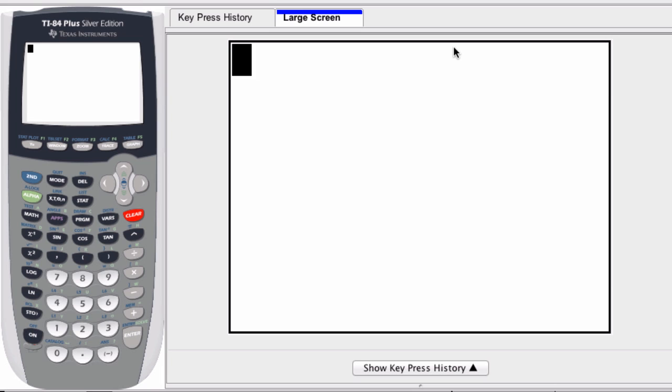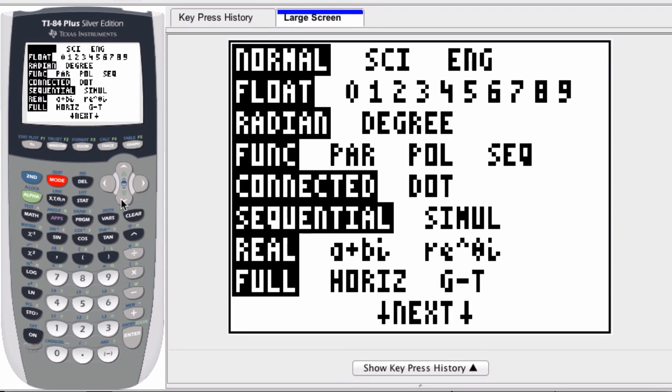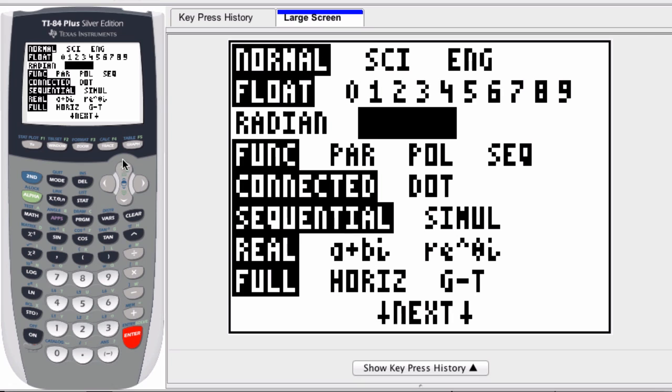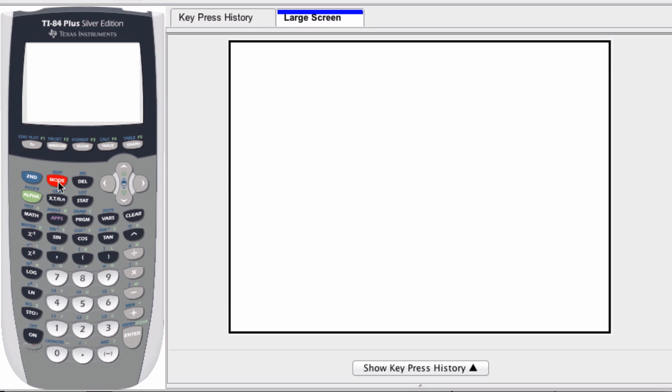I can convert degrees to radians in a few steps. The first thing I'm going to do is click mode, make sure I'm in degree mode, scroll down, and switch over to degree mode. And now in degree mode, as you might know, there are different formats of degrees.